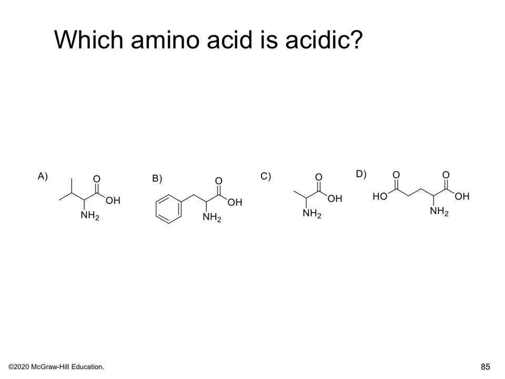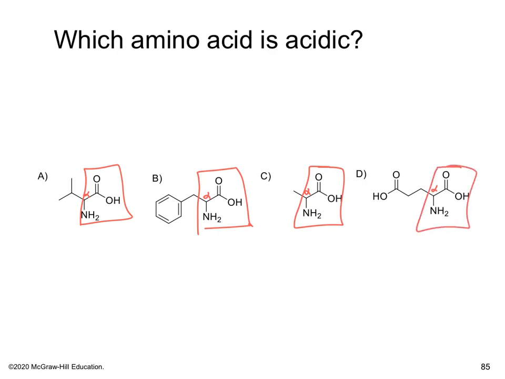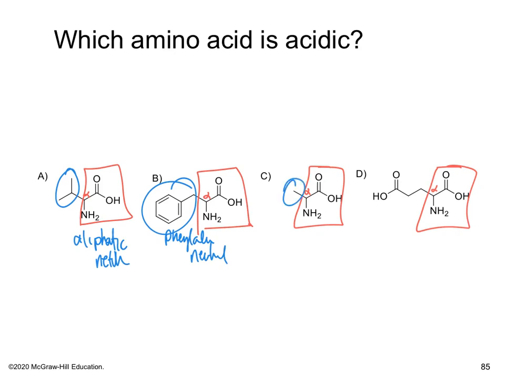All right, so we're going to wrap up this. Which amino acid is acidic? So this is your alpha amino acid core, so that's not what we're talking about here. You need to identify the side chain, and then classify. So this is aliphatic, which would be neutral. This is phenylalanine, which would be neutral. This is alanine, which is neutral.